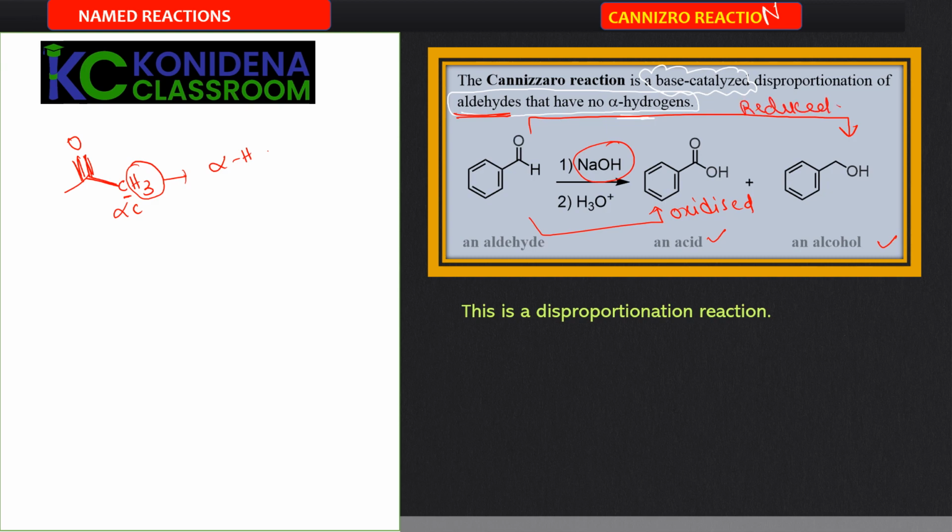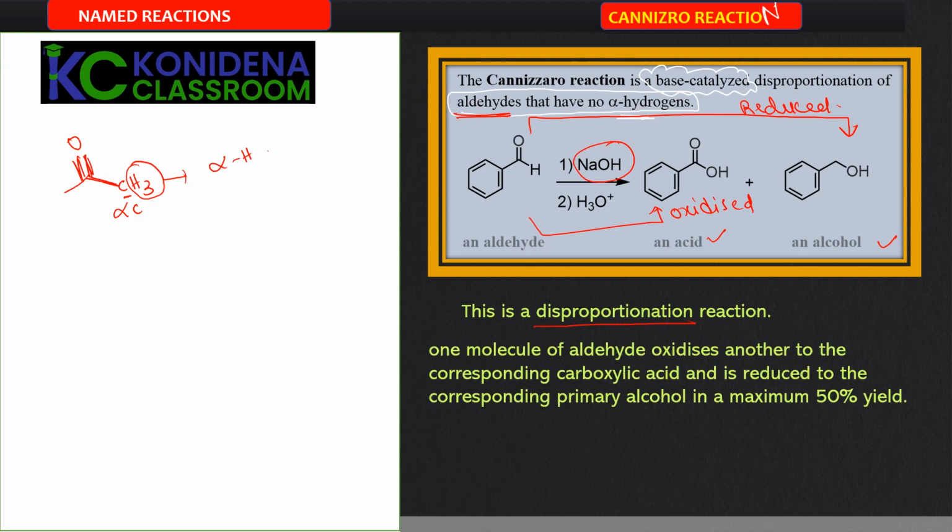The most important feature is that it is a disproportionation reaction: one molecule of aldehyde is oxidized to a carboxylic acid and the other is converted into a primary alcohol. The maximum yield of this reaction is only 50%. Now let us see the mechanism.